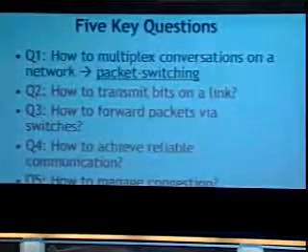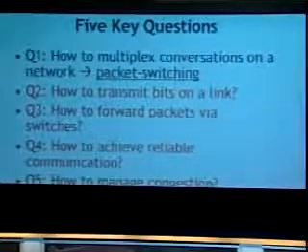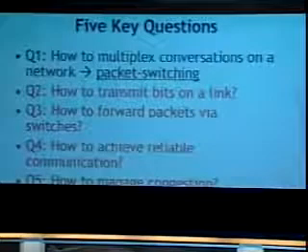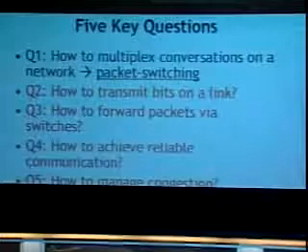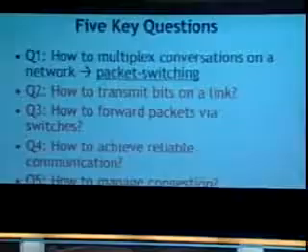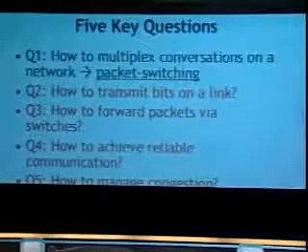Okay, so I want to quickly give you this list of 5 questions. We're going to come back to this list a little bit later. These are 5 key questions that we need to figure out how we're going to resolve in networks. The first question is, how do we multiplex conversations on a network? We talked about this last time. We had 2 different alternatives: time division multiplexing, which we said was used in telephone networks, and packet switching as a way in which we can have multiple people sharing a network. But there's a bunch of other questions that we haven't really answered yet, and this is what we're going to get at over the next few lectures.